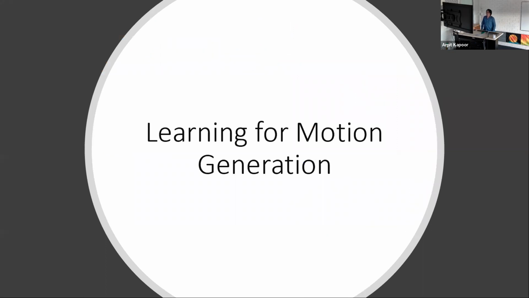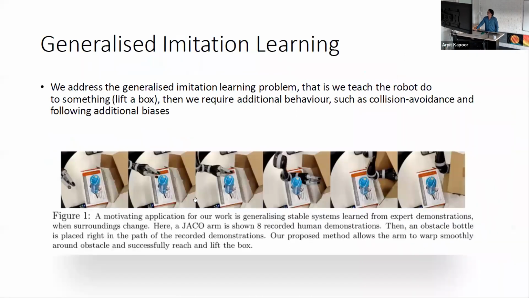Okay, so the final topic is learning for motion generation. The first problem that we're going to be looking at is generalized imitation learning. In this setup, you would try to teach the robot to do something, for example, to lift a box. The reason why you would do this is sometimes it's just difficult to tell a robot what to do if you want to specify some sort of cost, right? So how do you specify the cost of, I don't know, lifting a box? Oftentimes it's easier to just show the robot how to lift a box.